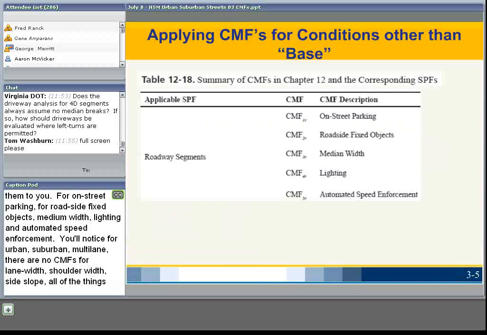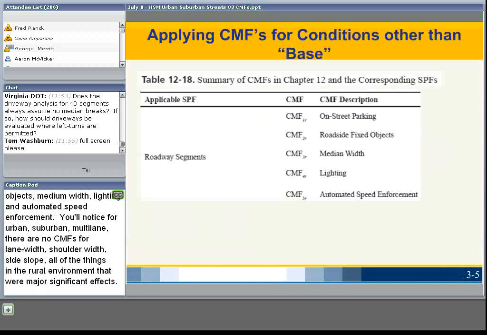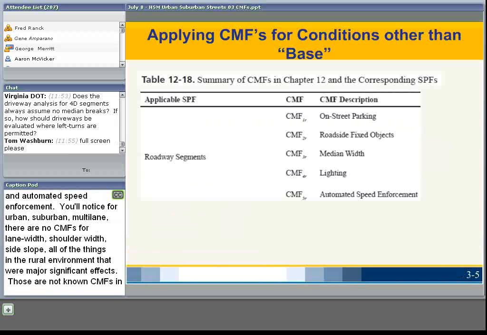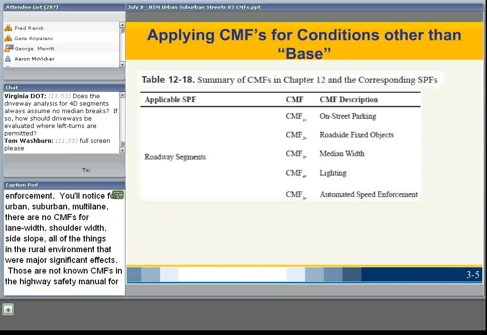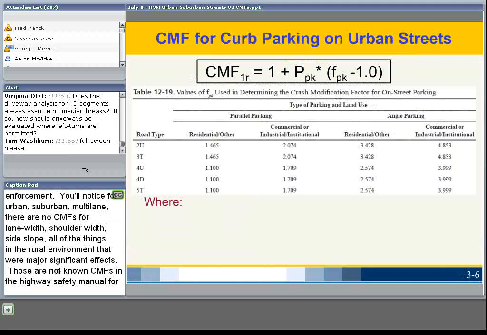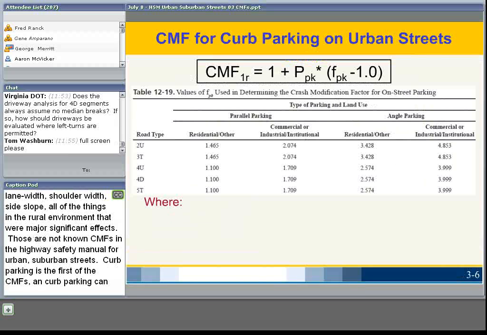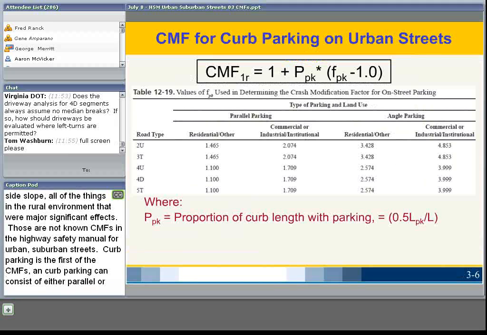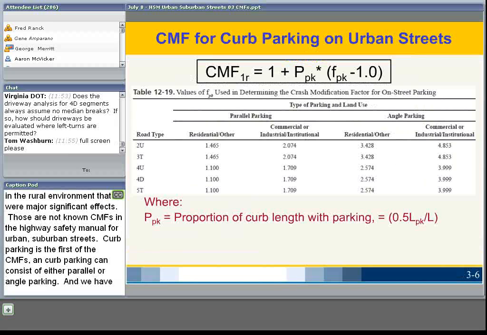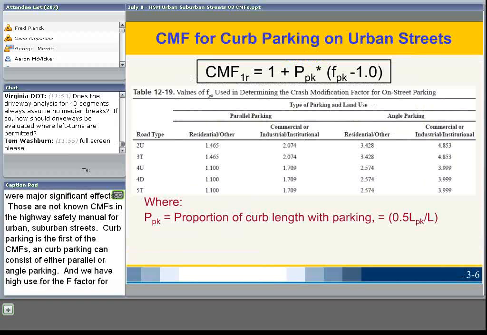So our next step is the crash modification factors and adjustments. So our safety performance function, sub RS, is for our road segment section, and our CMFs are for each of the 5 known factors, and we'll now describe them to you. For on-street parking, for roadside fixed objects, median width, lighting, and automated speed enforcement.